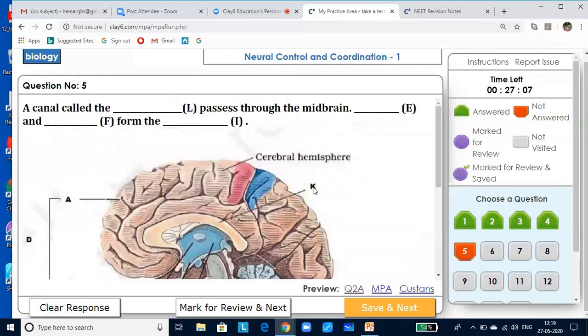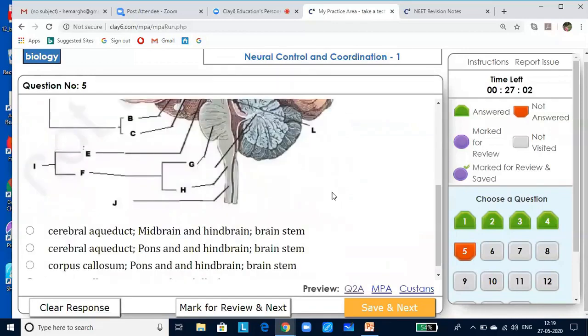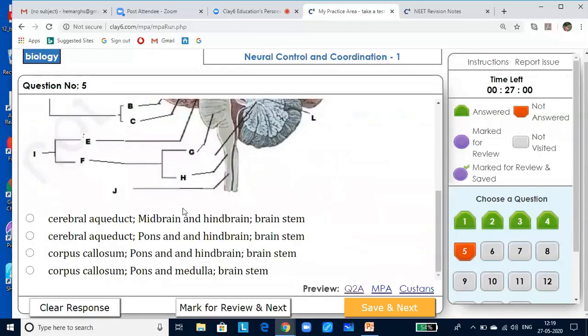A canal called the cerebral aqueduct passes through the midbrain. Now the canal, you know, it is the cerebral aqueduct. Now where does it pass through? It passes through the midbrain and the hindbrain, and this is the answer.